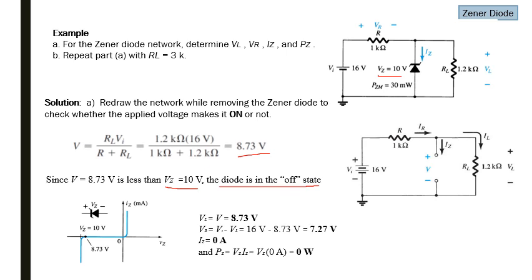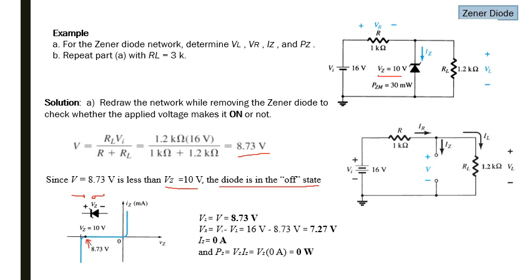When the diode is in off state, we replace the Zener diode with an open circuit. And you can see through this characteristic curve, we are somewhere at this point where the diode is off and there is no current flowing through the diode, and in this case we replace the Zener diode with an open circuit.